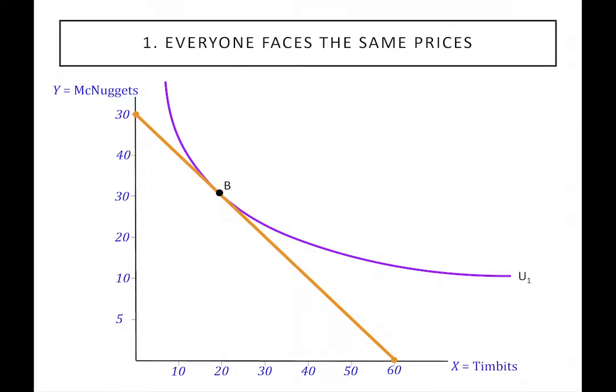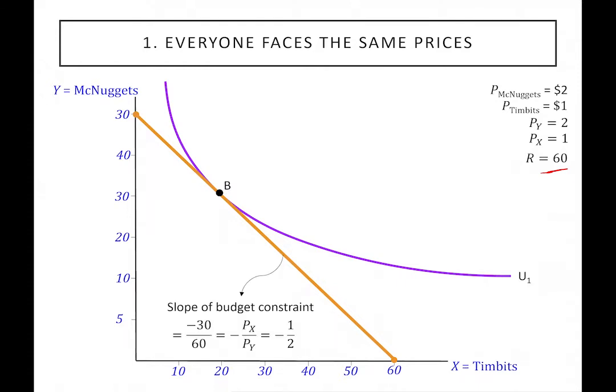We're going to look now at changes in income and prices and the effect they have when we look at maximization of utility with a budget constraint. I'm going to start with one concept that's quite important when individuals are making a choice. Here we've got a person with, let's say, the price of McNuggets at $2, Timbits at $1, and a budget of $60. The person chooses point B, where they have 30 McNuggets and 20 Timbits.